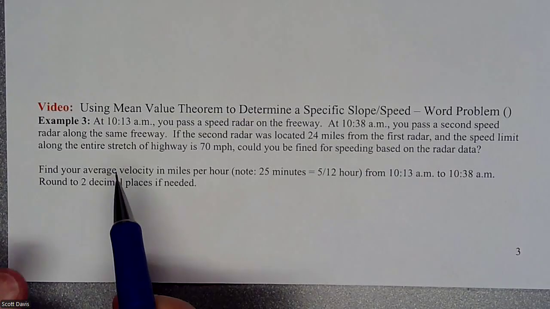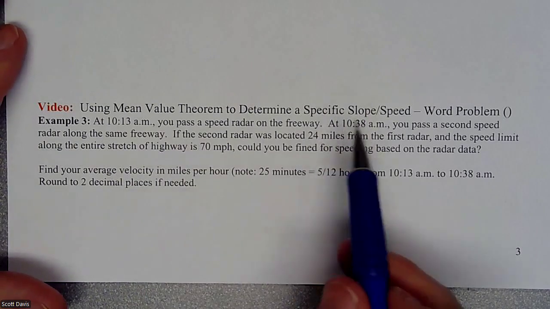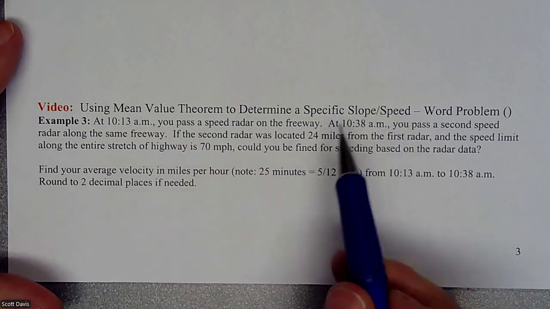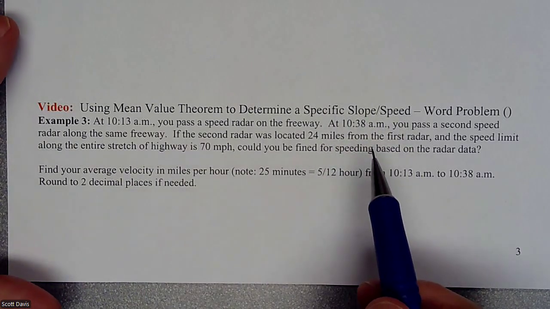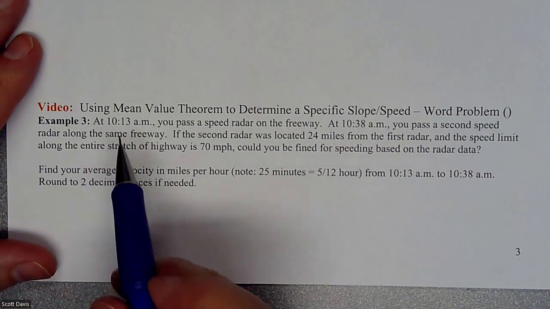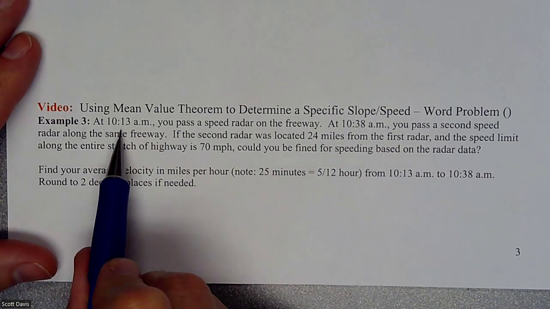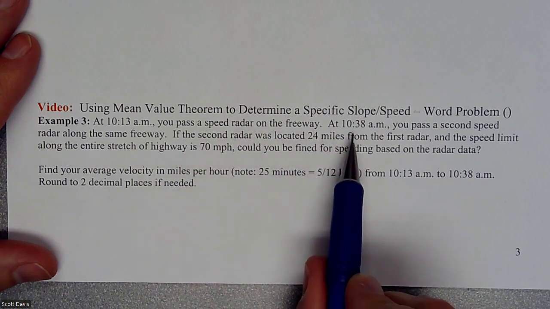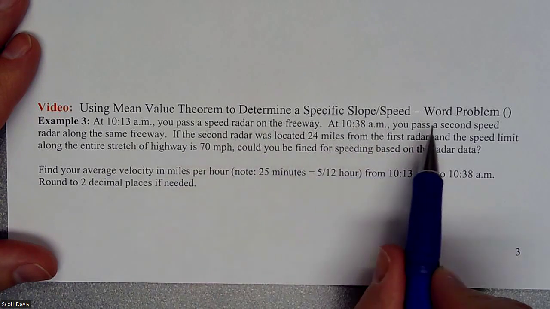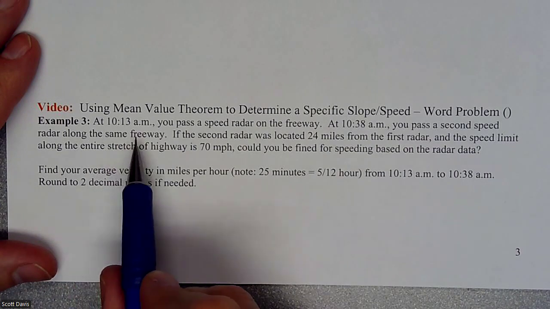In this example, we're going to be using the mean value theorem to determine a specific speed or slope. So this one relates to, should I get a speeding ticket? The idea is, at 10:13, you pass a speed radar on the freeway. And at 10:38, you pass a second speed radar along the same freeway.